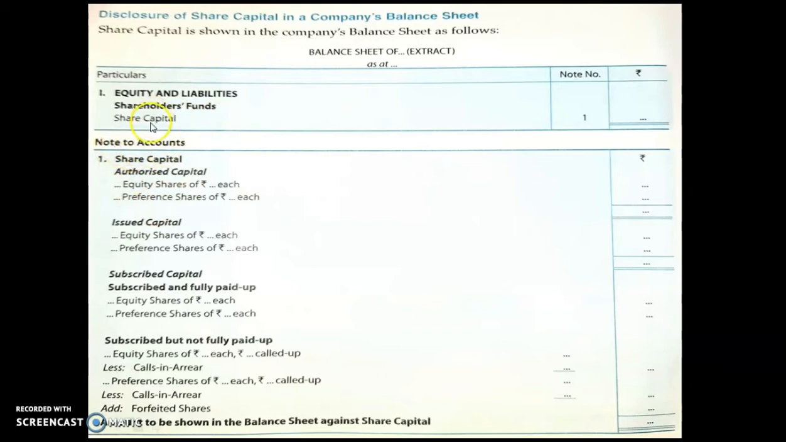So before that you have to mention here note number 1, that is your working note number 1. Then we have to write down notes to account as a separate box. So, note to accounts. Then write down number 1. This number 1 is the working note number 1. Then write down share capital. Now you are going to subclassify this share capital in the following way. Please listen to this very carefully.